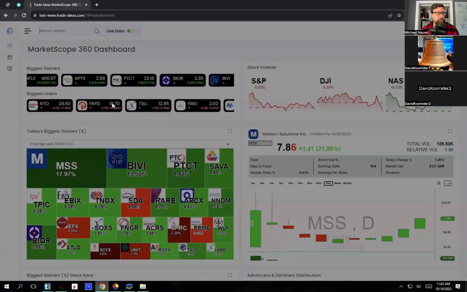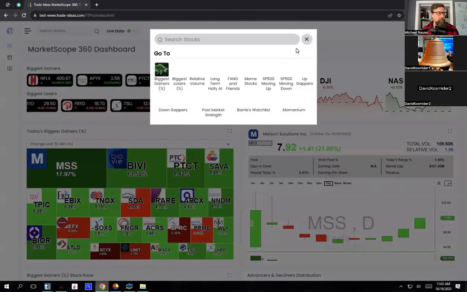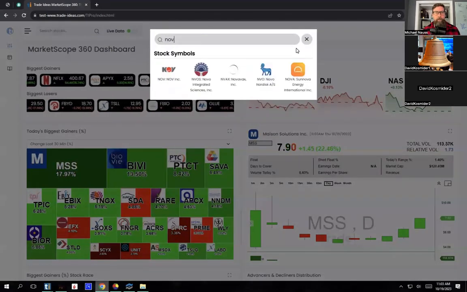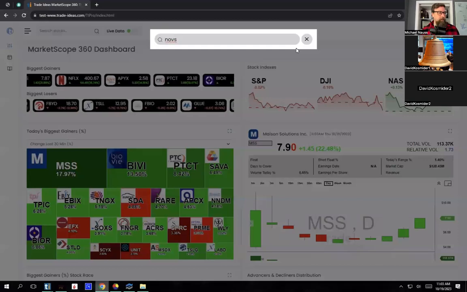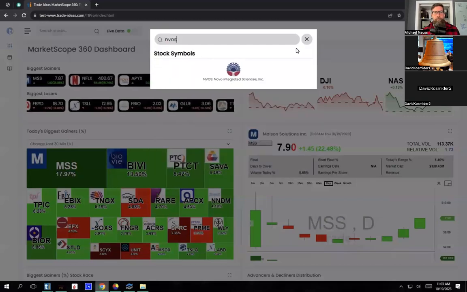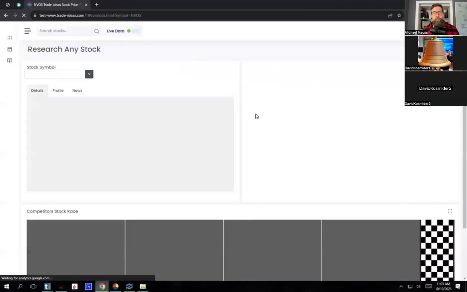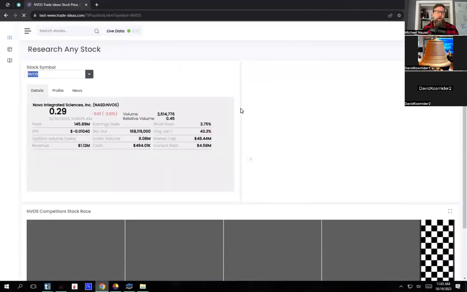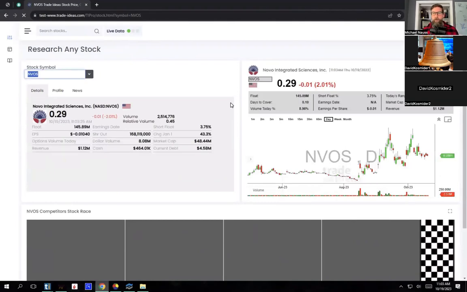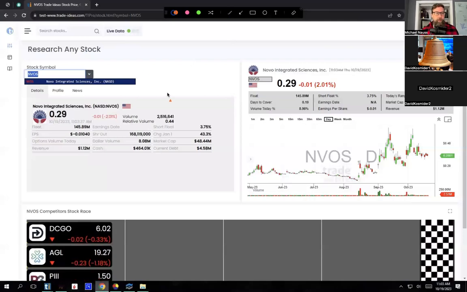Let's go. I'm going to go see the first one here, NOVS. A couple of the things that we can do, on top of just analyzing the chart, is also give you some fundamental data. So I always like to look at this even before I get started into the chart, just because it lets me know a little bit about the company and what the company does.